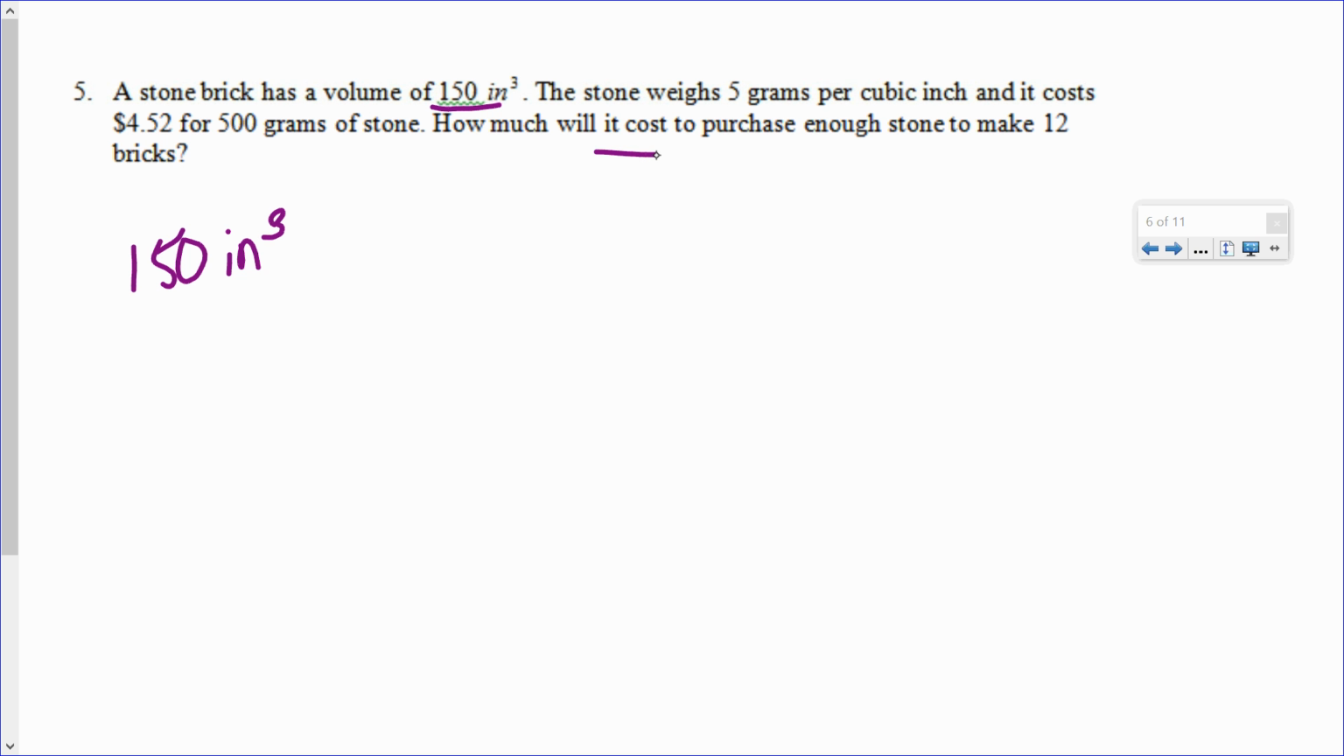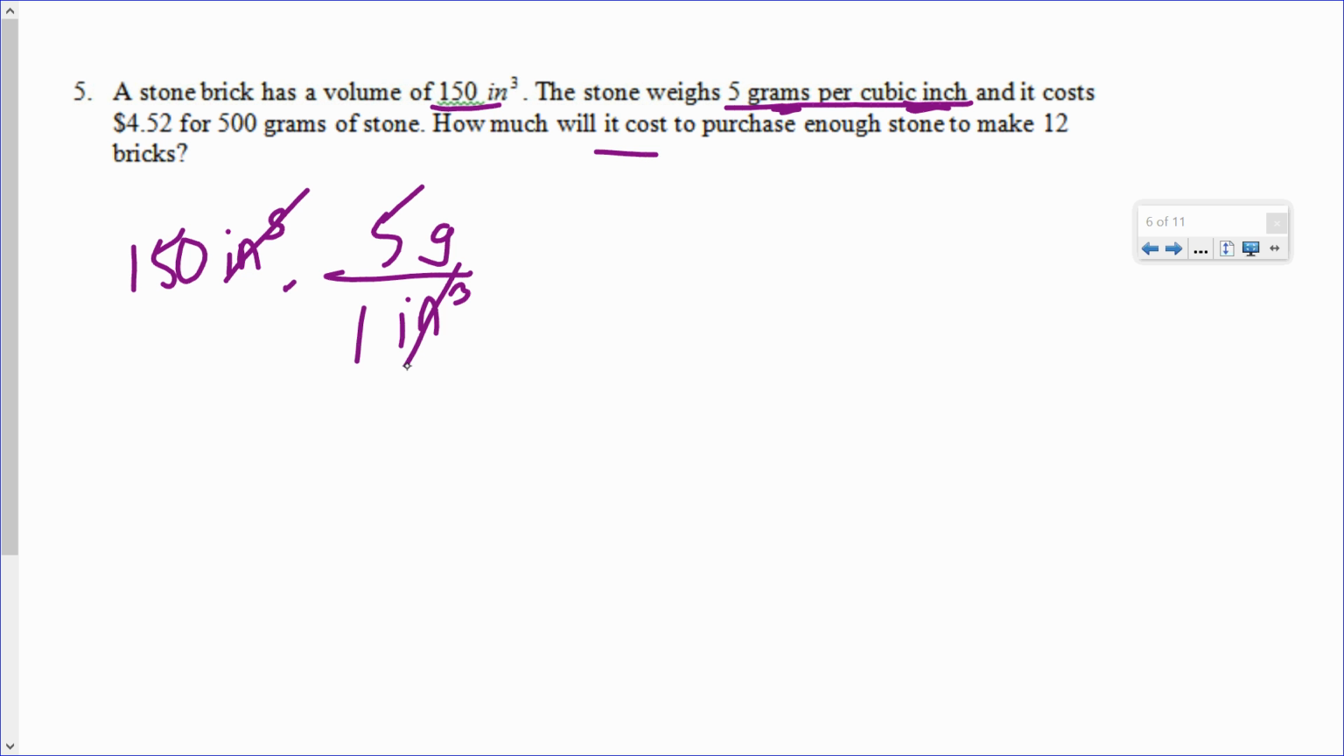Ultimately, I want cost. I think for all these, we're going to end up with cost. But it's not always ending up with cost, but it usually is. So I want to start with cubic inches. I want to get to money. So I'm going to look in my problem for cubic inches. I see cubic inch right here. So I'm going from cubic inches to grams. So cubic inches goes on bottom, grams goes on top. 5 grams per cubic inch.